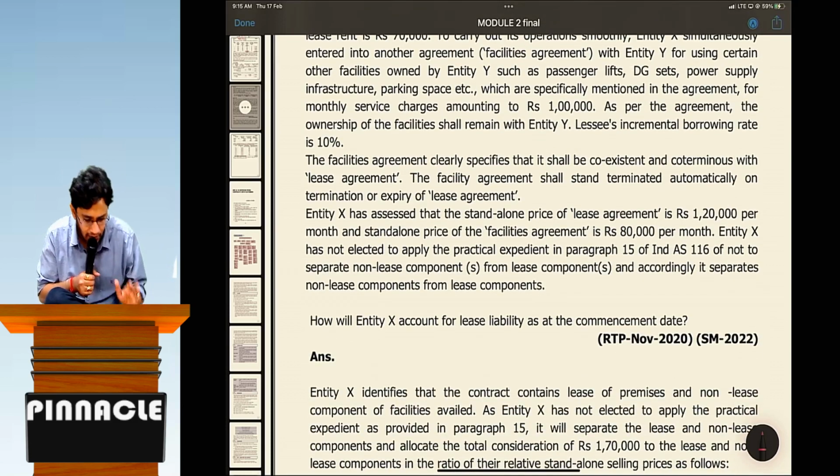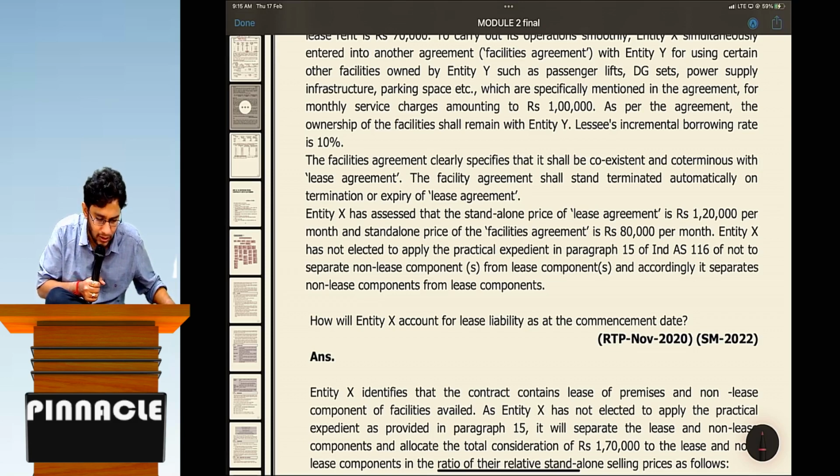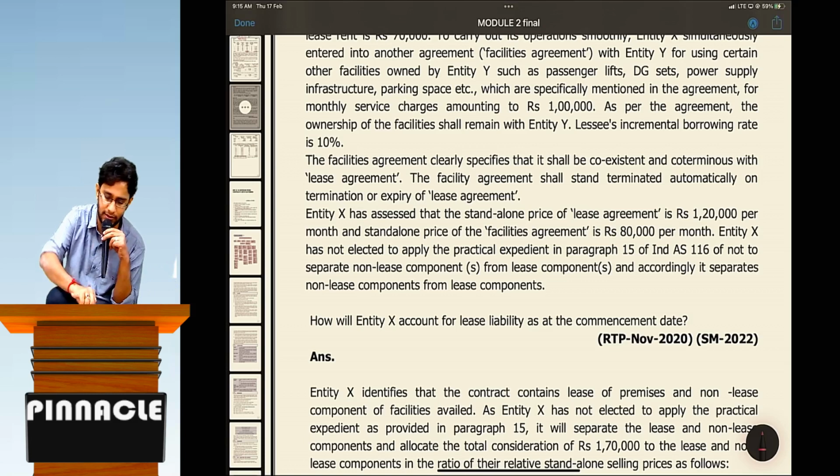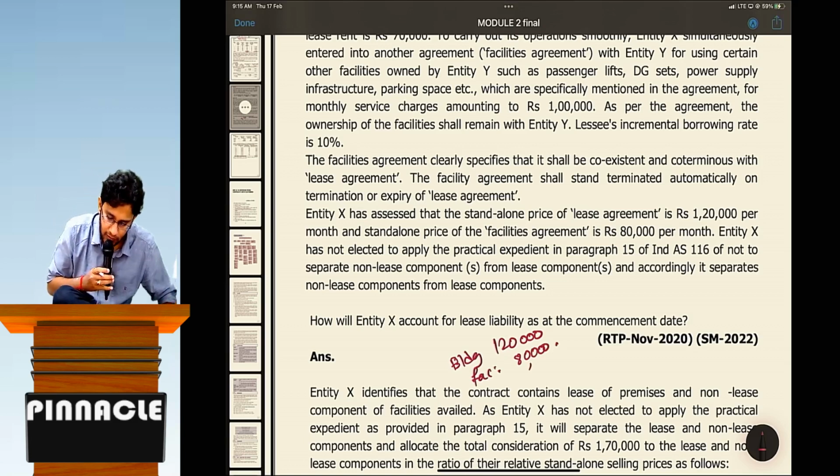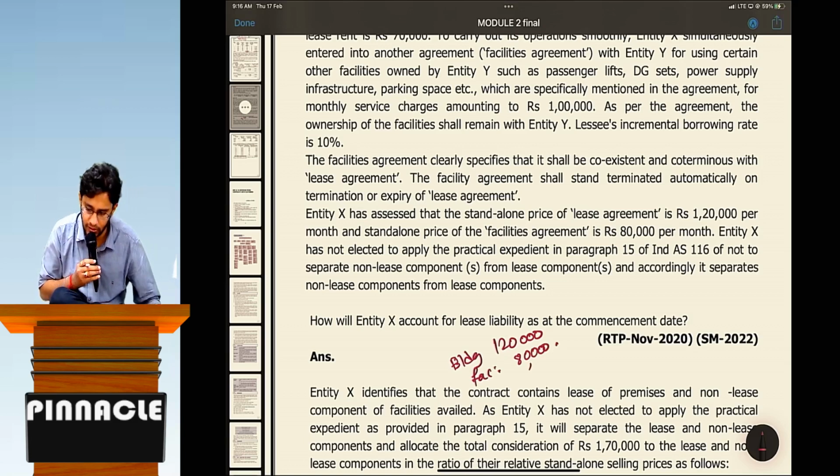Anyway, entity X has assessed that the standalone price of the lease agreement is 120,000 per month, and the standalone price of the facilities agreement is 80,000 per month. That means the standalone selling prices are 120,000 for the floor of the building and 80,000 for the facilities. So the ratio is 3:2, and you have to split in that ratio, sir.